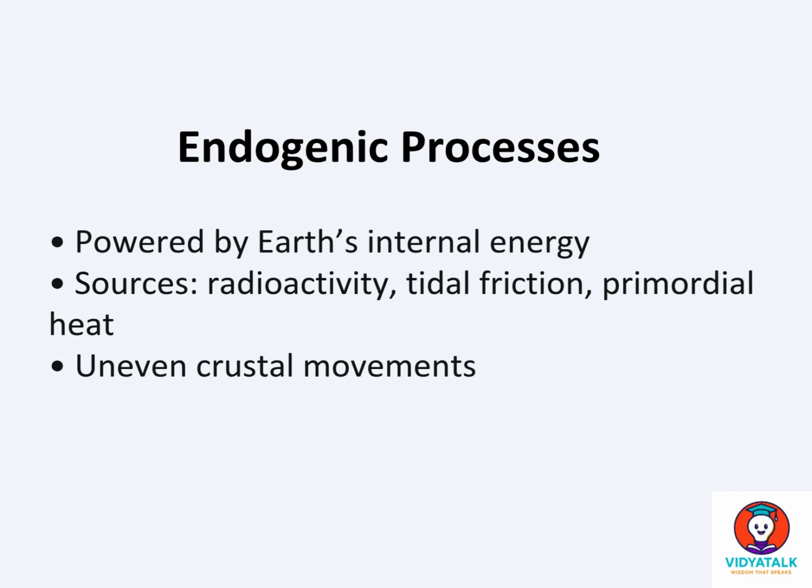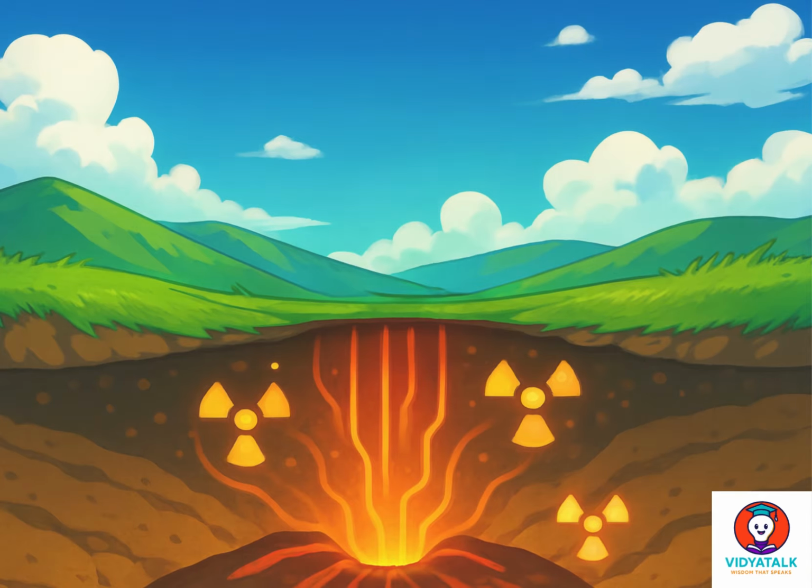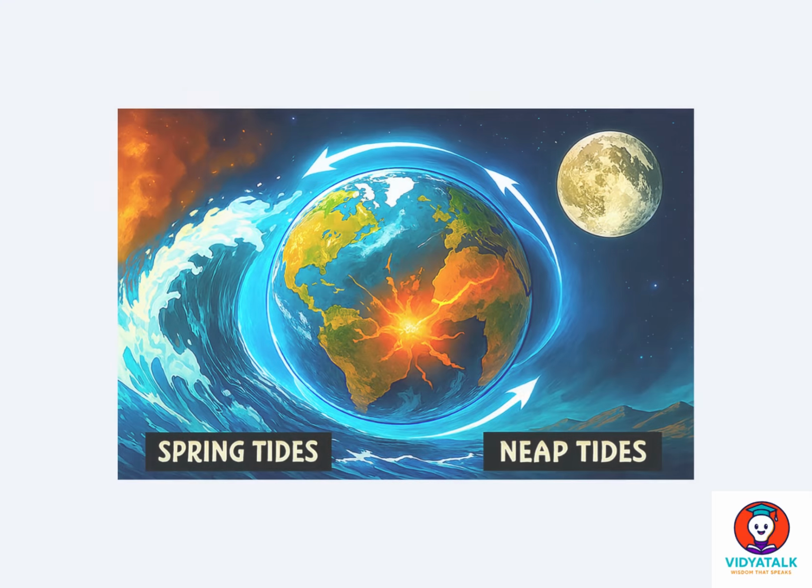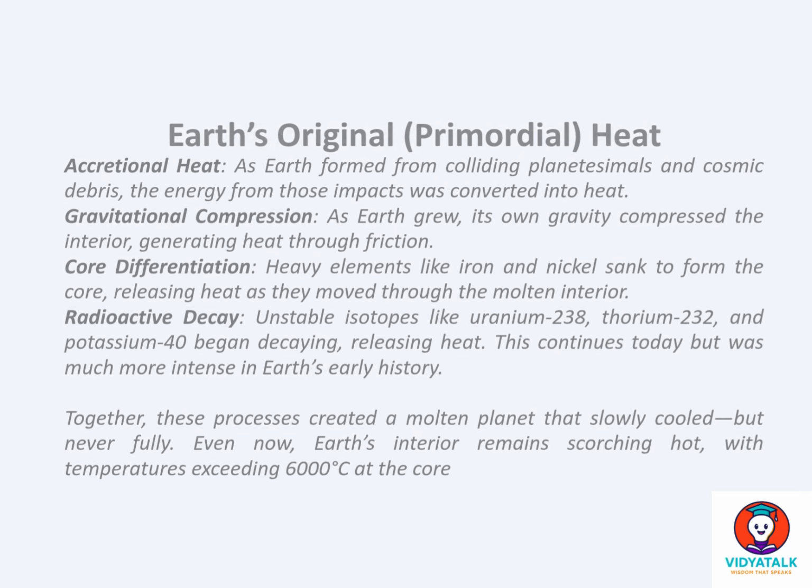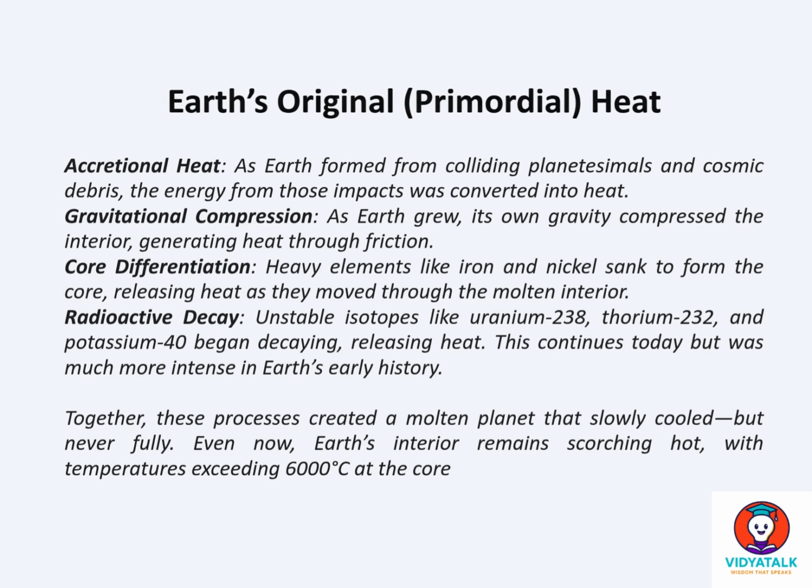Endogenic processes. Endogenic processes get energy from radioactivity, tidal friction, and Earth's original heat. This energy moves crust unevenly, causing tectonic changes.